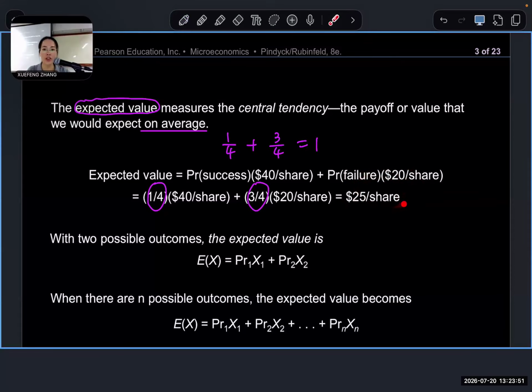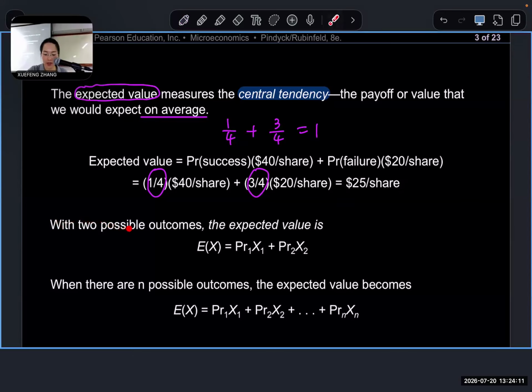$25 is not one of the two possible outcomes, okay? It's not 40, it's not 20. Expected value is just the center point, okay? Center point. The average, if this happened many times.